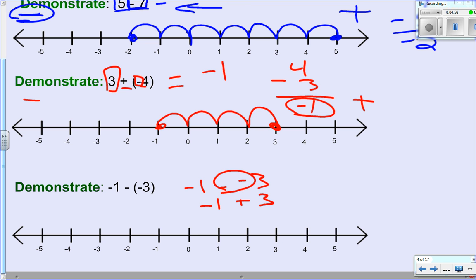So I start at negative 1, and I move in the plus direction 3 spaces. My answer is positive 2. Or if you had negative 1 plus 3, you could do the 3 minus the 1, which is 2. The positive 3 is bigger than negative 1, so my answer is 2.